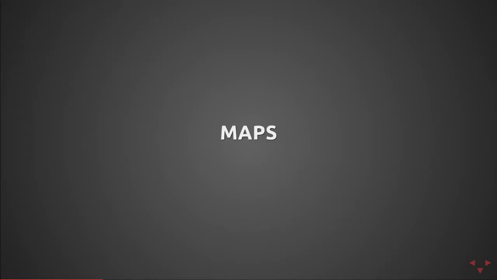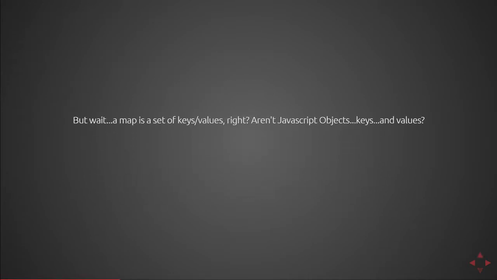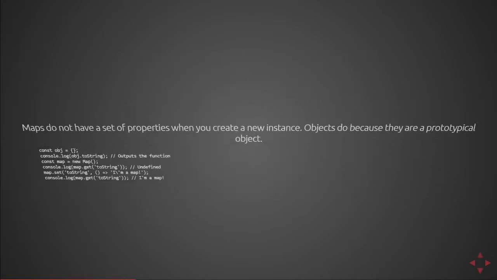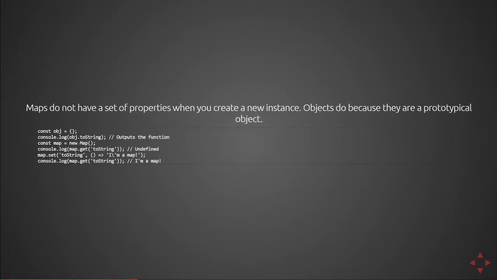Next we have maps. If you're familiar with JavaScript, you realize that a map is a set of key values, but so are JavaScript objects, right? However, maps are better for mapping for these following reasons. Maps do not have a set of properties when you create a new instance. Objects do because they are a prototypical object.